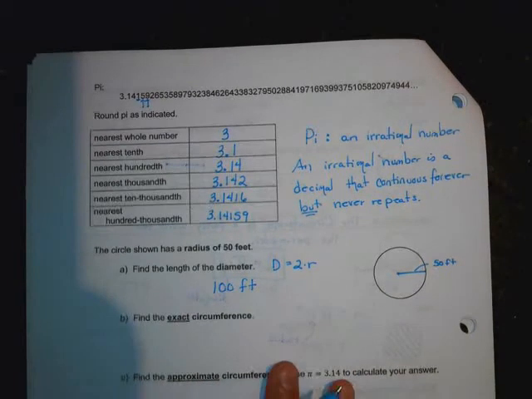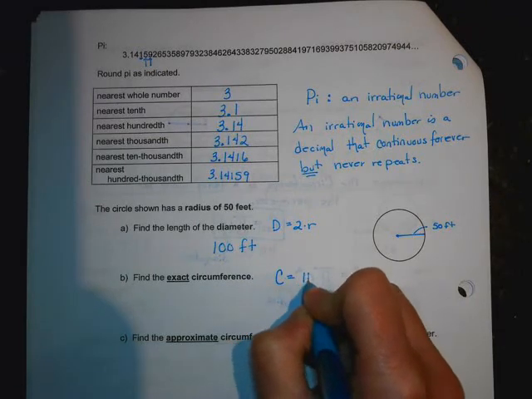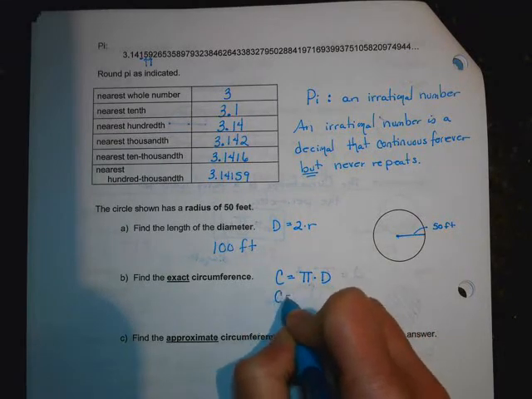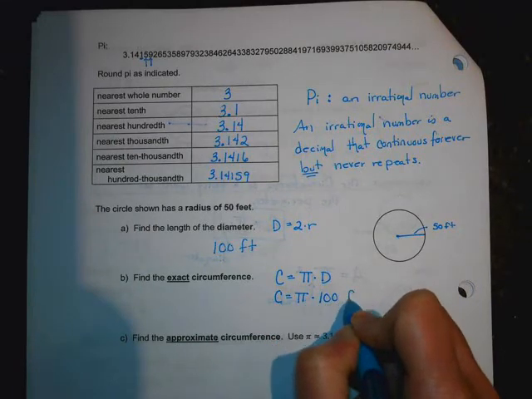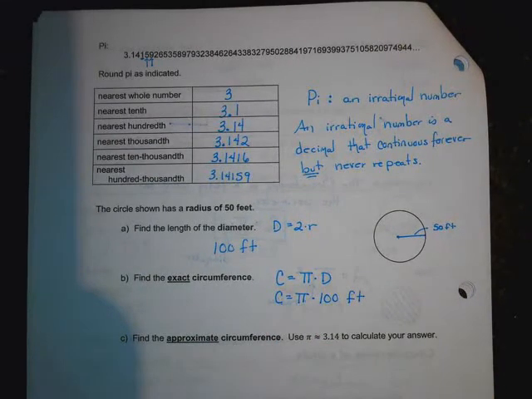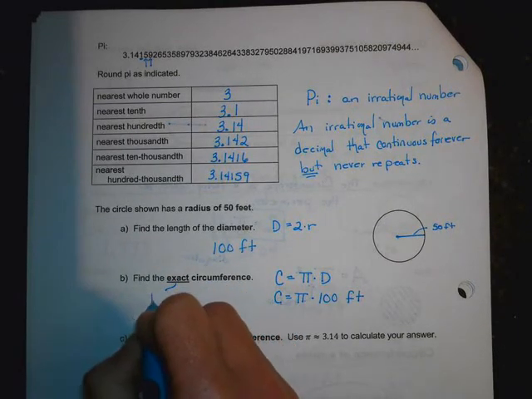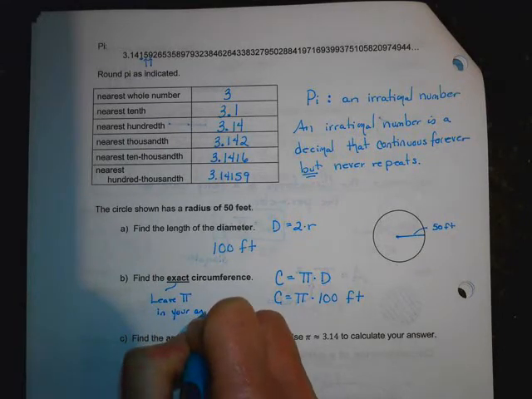So when they ask for the exact circumference, they just want you to write the formula down. Circumference is pi d, and then instead of the d, we're going to fill in the 100. That's all. That's the exact. So exact means leave a pi in your answer.